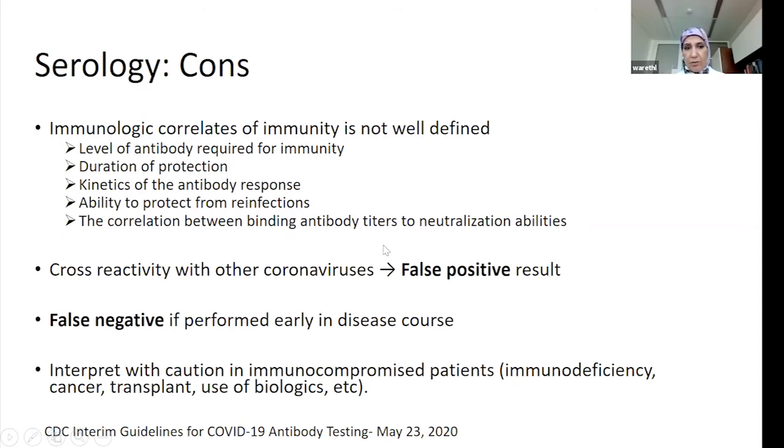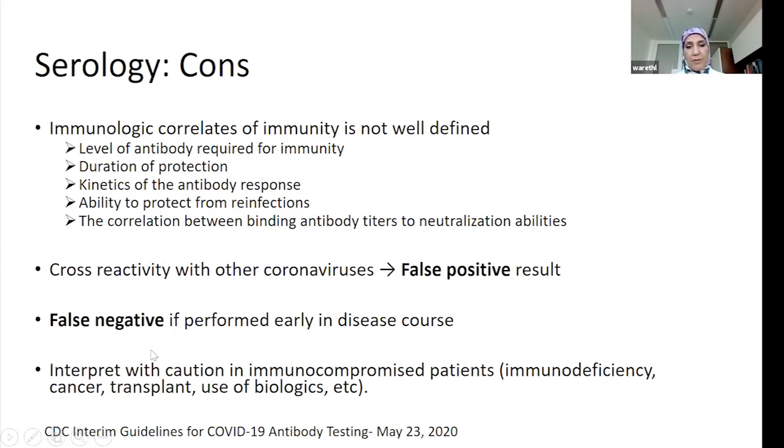Jihad is going to talk about this point in a very elaborate manner. Other indications: you have to remember I talked to you about the other coronaviruses, so they could get some cross-reactivity with these, which could lead to a false positive result.